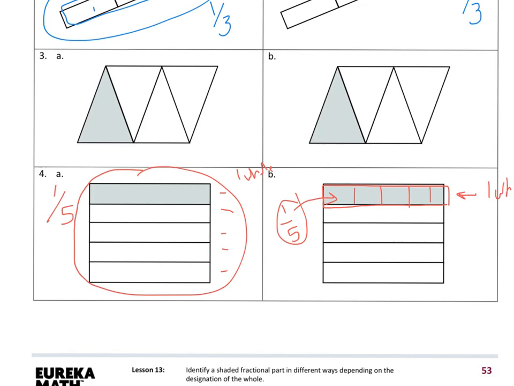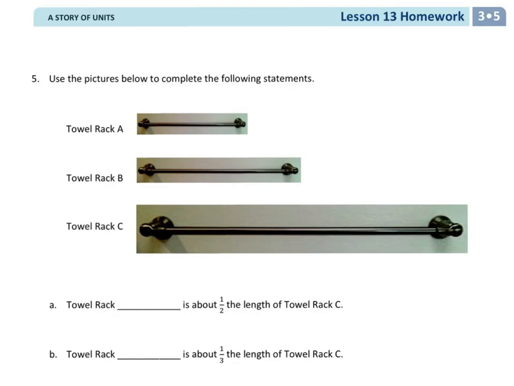Let's take a look at the next page. Use the picture below to complete the following statements. So we have towel rack A, towel rack B, and towel rack C. Towel rack blank is about half the length of towel rack C. So I need to look at C, which is the bottom one, and I'll mark off about halfway. And if I look up which one most closely resembles that, I can see that if I go straight up, it looks like towel rack B is about half of towel rack C.